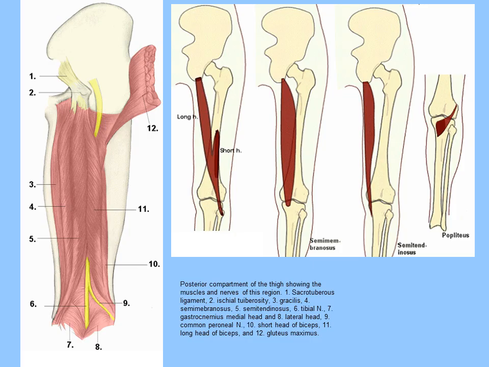The semimembranosus is next. It runs from the ischial tuberosity to the posterior tibia. The semimembranosus is considered a medial hamstring. It, like the biceps femoris, extends the hip and flexes the knee. Last, the semitendinosus, also running from the ischial tuberosity. It runs distally and is part of the pes anserine. Semitendinosus is also considered a medial hamstring.